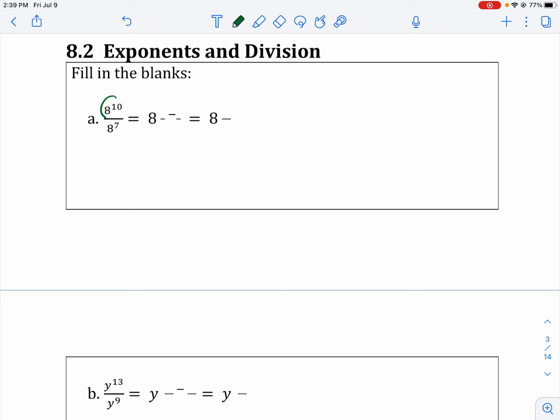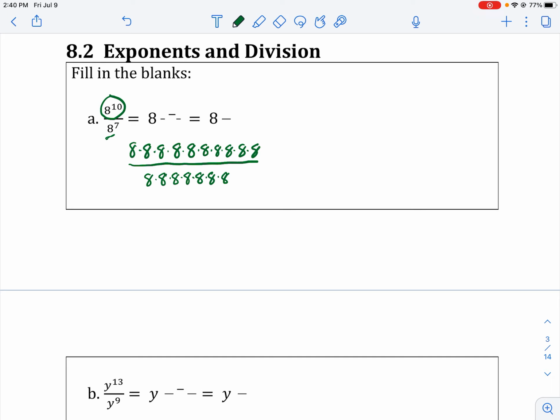So on top here, 8 to the 10th means I am going to write 8 ten times. So there's 8 times 8, 10 times. And then on the bottom, it's 8 to the 7th, which means 8 times 8 times 8 times 8 times 8, 7 times. I just did one too many. There we go.